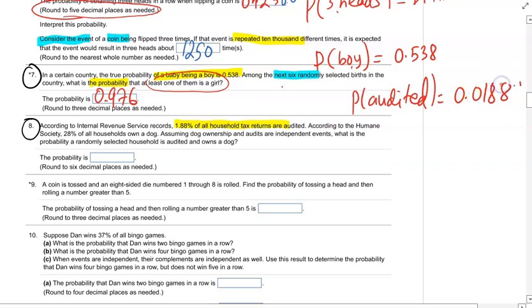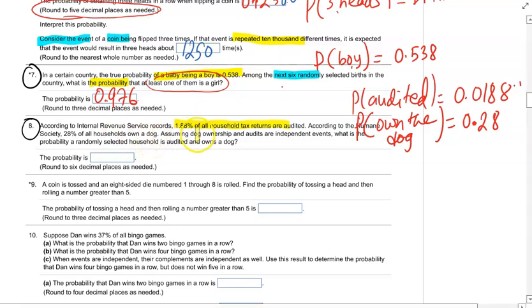According to the Humane Society, 28% of the households own a dog. Therefore, the probability of a person who owns a dog equals 0.28. In other words, 28% own a dog. Therefore, the probability of a randomly selected person who owns a dog is 0.28. These two are numbers given.